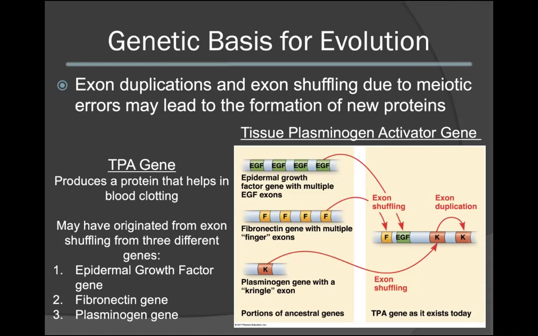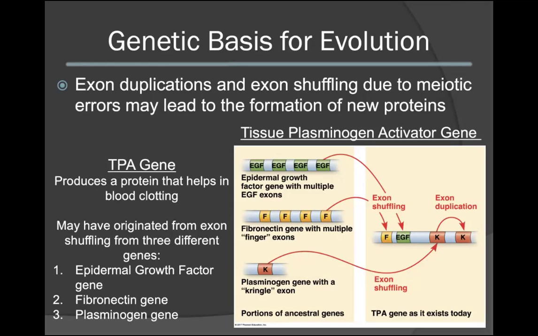Exon duplications and shuffling due to meiotic errors can also lead to the formation of new proteins. This is demonstrated by examining the TPA, or tissue plasminogen activator gene. The TPA gene commonly produces a protein that assists in the process of blood clotting.